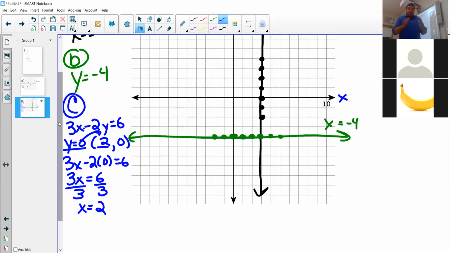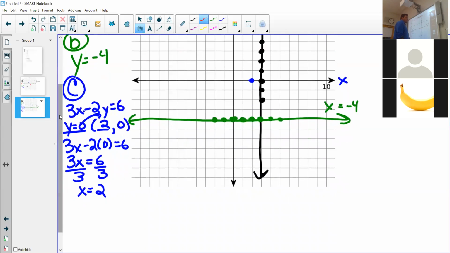(2, 0) is a coordinate point. We've got to know how to graph coordinate points. So (2, 0), I'm going to do it in blue over here. I'm not done, because if you remember from geometry, you need 2 points to make a line. So we've got 1 point in blue, which is the x-intercept, where it hits the x-axis.